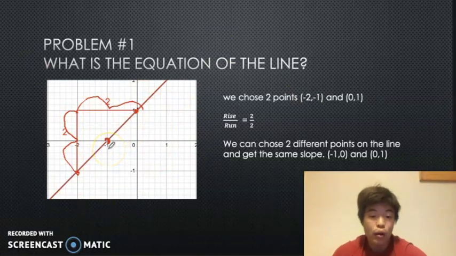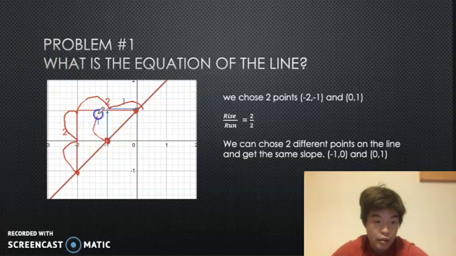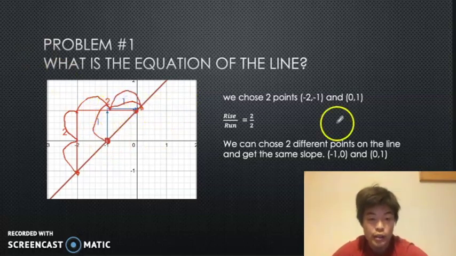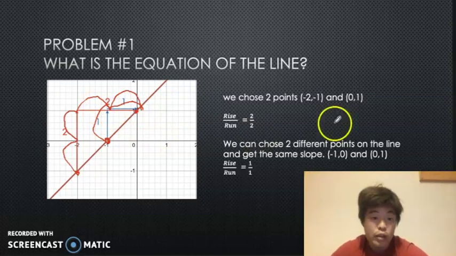So yet again, all we're going to do is rise over run. What's the rise here? It is 1. What's the run here? It is 1. So what is rise over run? It would be 1 over 1. 1 over 1 equals 1, and 2 over 2 equals 1.